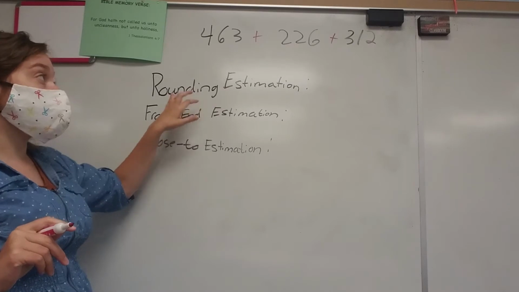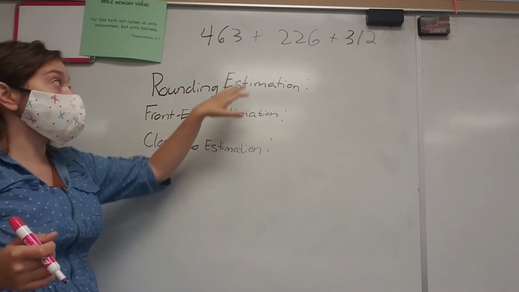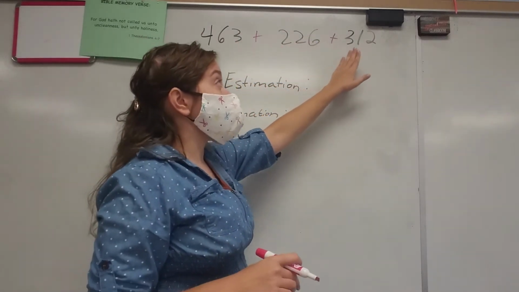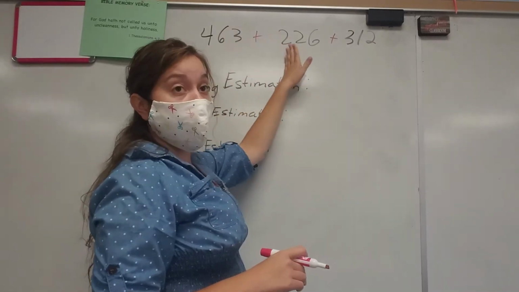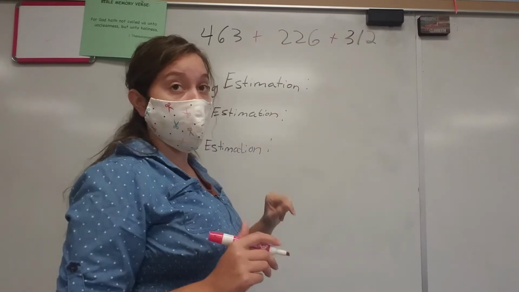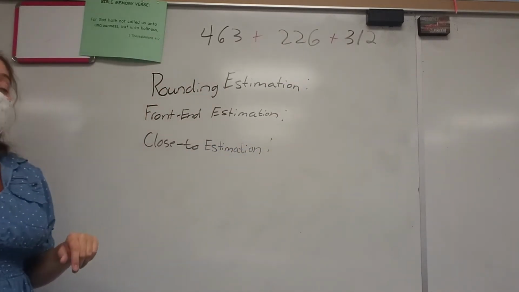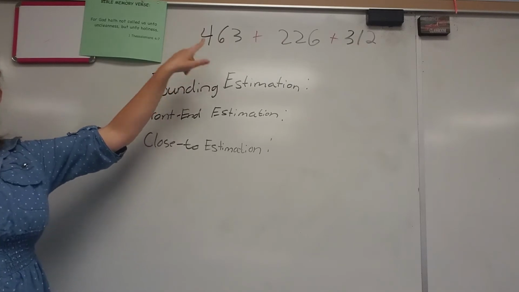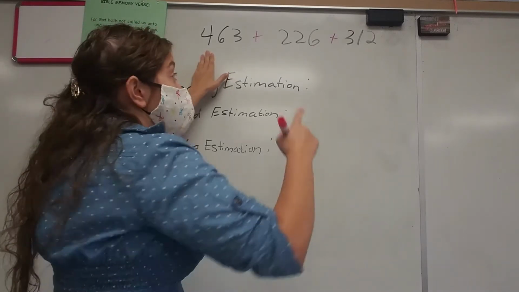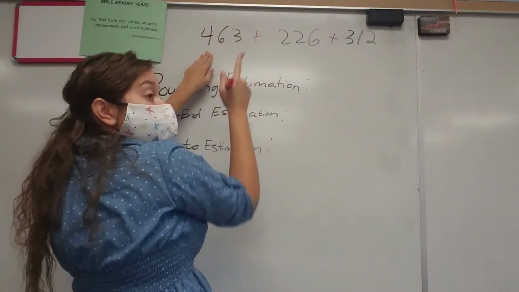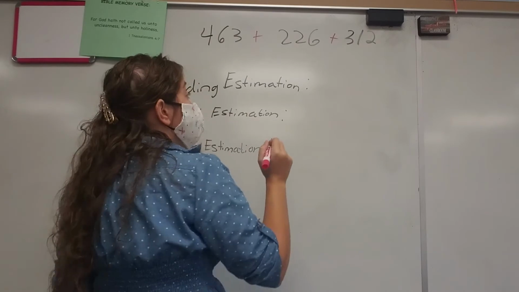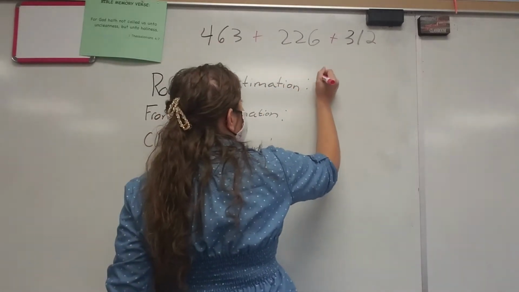But if I'm using rounding estimation, I'm going to round to my nearest hundreds because that's a number that we can round here, because we have hundreds in each one, correct? We have a hundreds place in each number, so we can round to our hundreds, okay? So if I'm rounding 463 to my nearest hundred, 4 is in my hundreds place, right? I'm looking at my 6. So am I going to go up or am I going to go down? Everyone? Up.